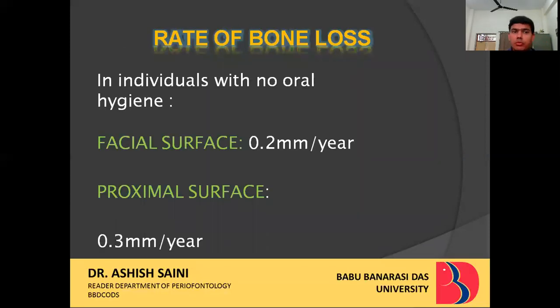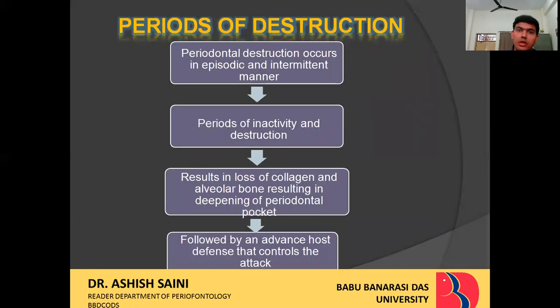Now, rate of bone loss varies from individual to individual and also from site to site. On average, on facial surfaces, it is found to be 0.2 mm per year, and on proximal surfaces, 0.3 mm per year. Periods of destruction: it does not continue at a constant speed. There are periods of activity followed by periods of inactivity. So as periodontal destruction occurs in an episodic and intermittent manner, this results in loss of collagen and alveolar bone, resulting in deepening of periodontal pockets.